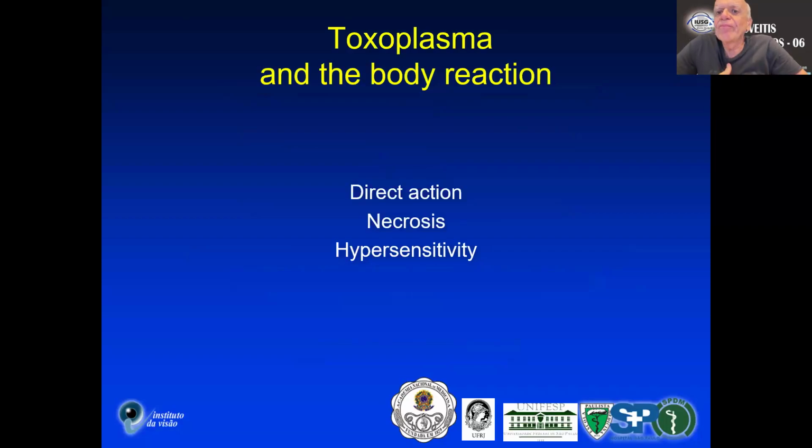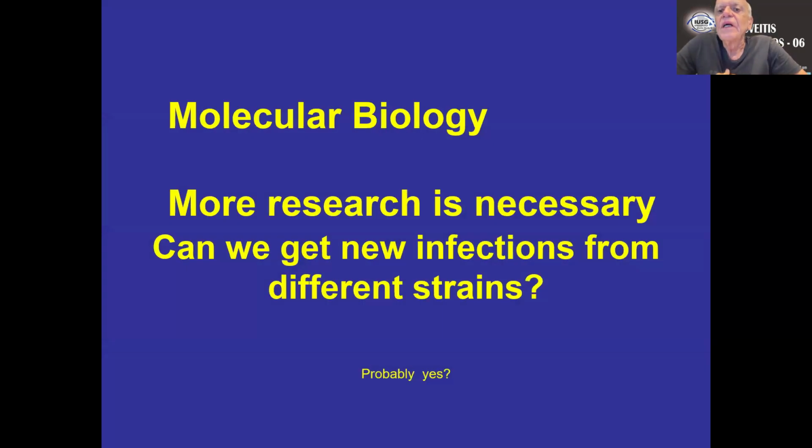When we discuss these patients, we see very easily that we have not only the direct action of the toxoplasma causing necrosis, but also the role of hypersensitivity and immunologic mechanisms in the chronic inflammation. And no doubt more research is necessary.